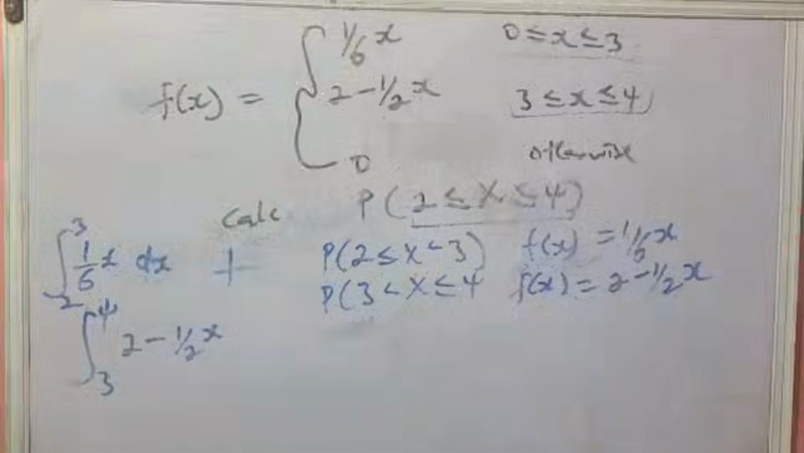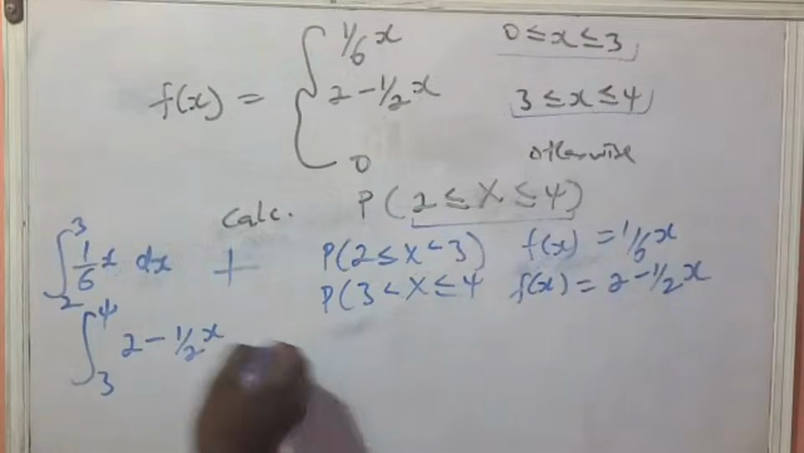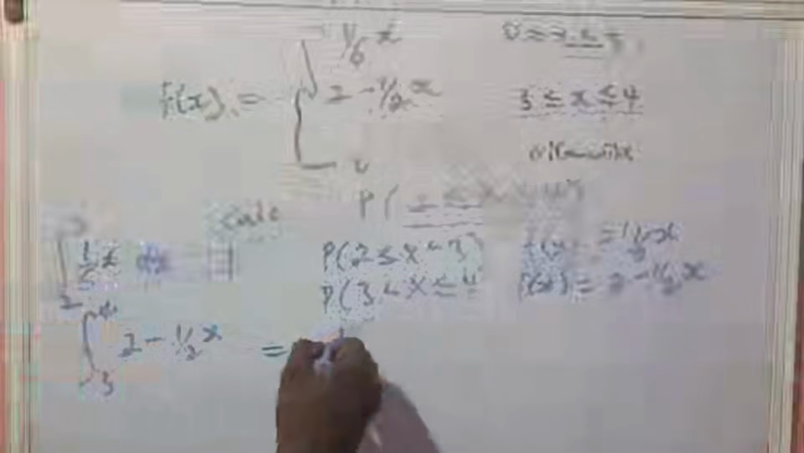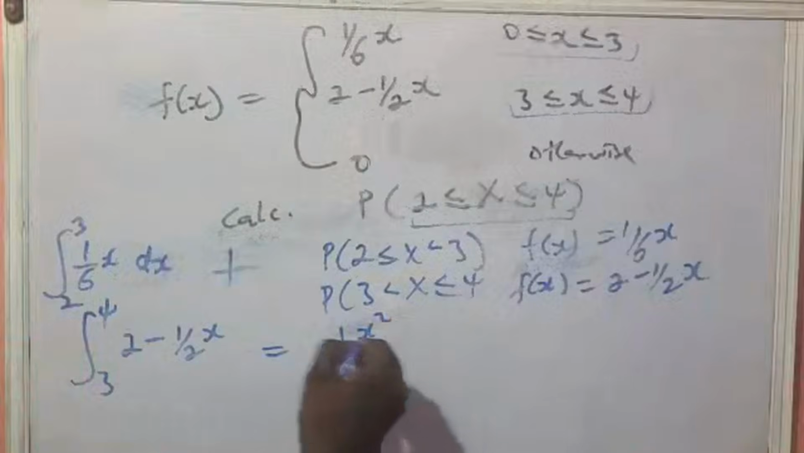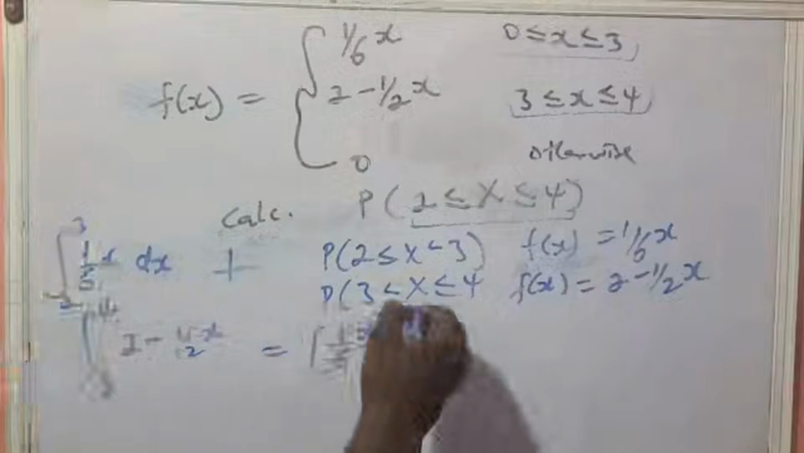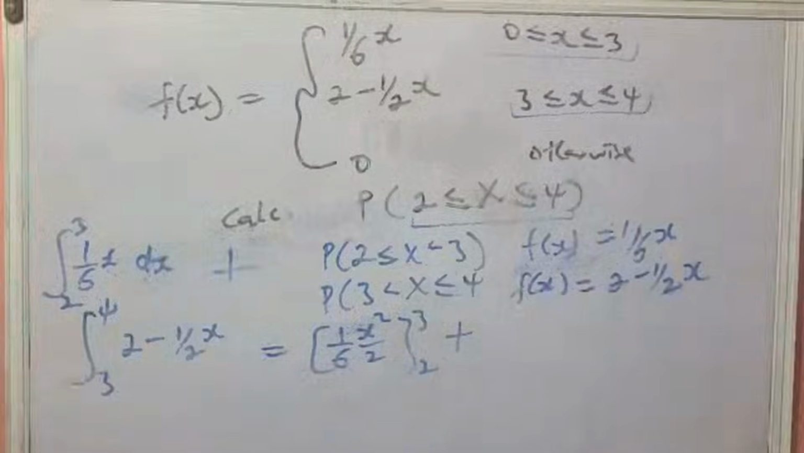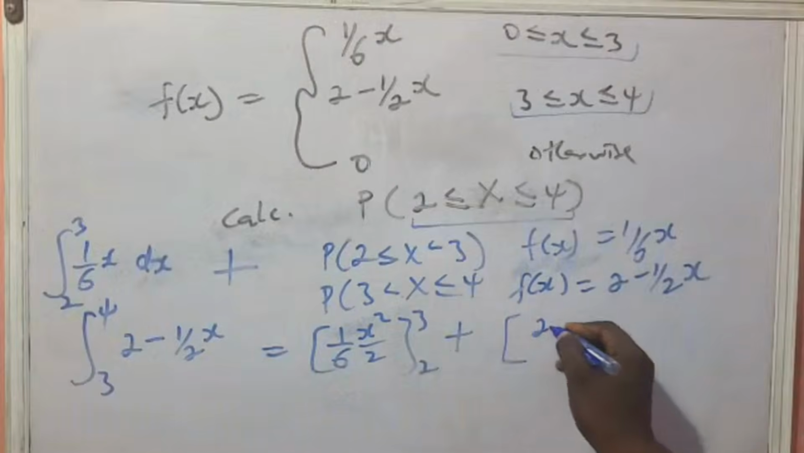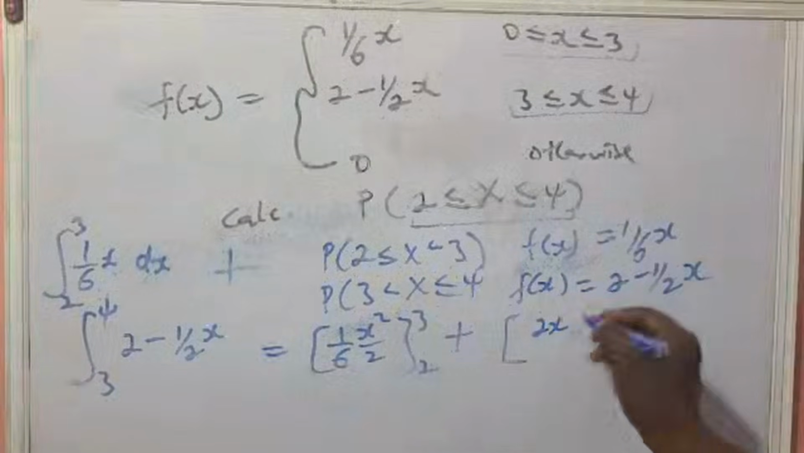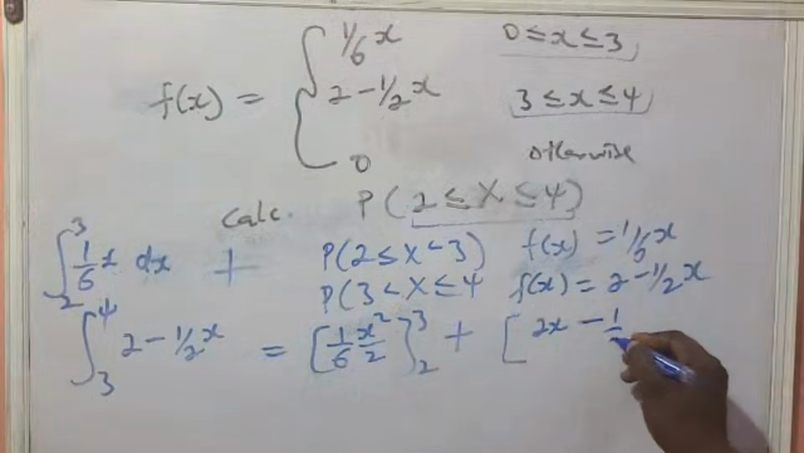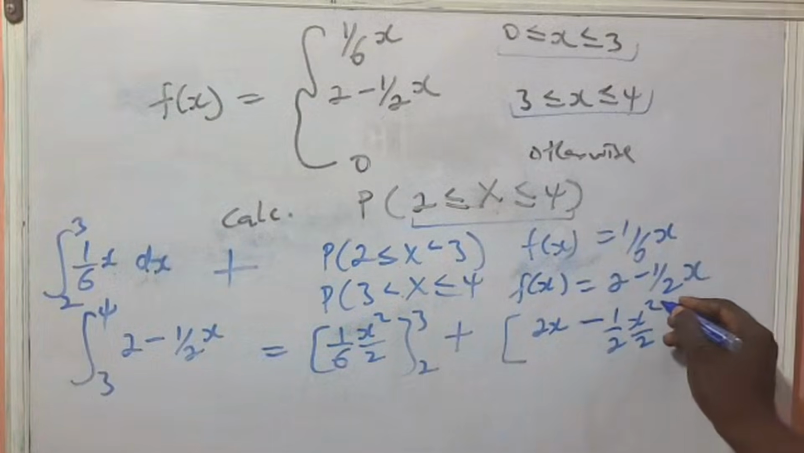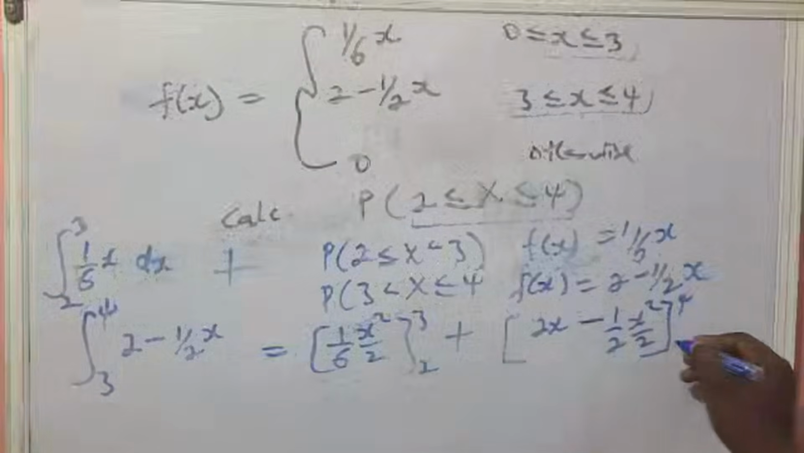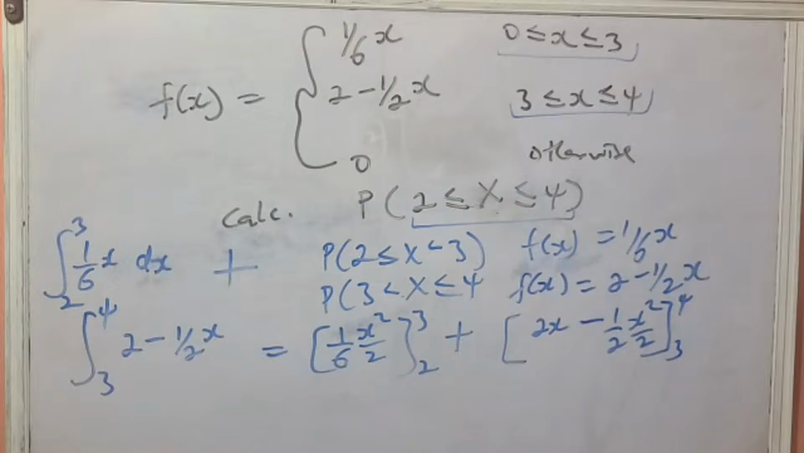All right. Now, I don't think anybody should have an issue integrating this. If you integrate 1 over 6x, you'll have 1 over 6 times x squared over 2, with your limits 3 and 2. Then integrating the other one, integrating 2 you'll have 2x, and integrating 1 over 2x you'll have 1 over 2 times x squared over 2, and your limits there are 4 and 3. So this is what you have to solve, all right?